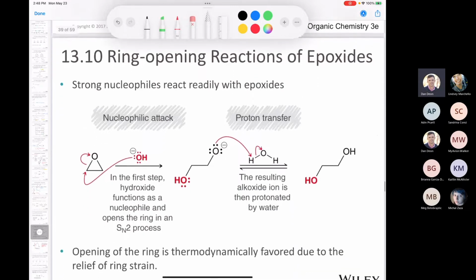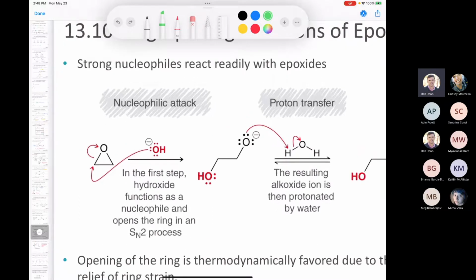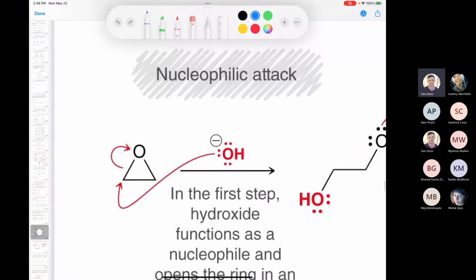It says strong nucleophiles react readily with an epoxide. Here's a hydroxide. Hydroxide is a really strong nucleophile. You have an epoxide. Remember that in the epoxide, there's two dipoles. There's a dipole going here, and there's a dipole going here. So both of those carbons are delta plus. This is delta plus. This is delta plus. But since it's symmetrical, you could draw the arrow to either one.